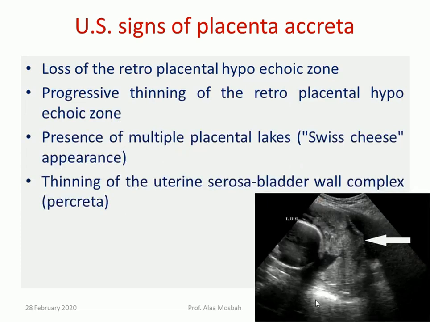Ultrasound signs of placenta accreta include loss of the retroplacental hypoechoic zone, as you see in this picture, progressive thinning of the retroplacental hypoechoic zone, presence of multiple placental lakes, Swiss cheese appearance, thinning of the uterine serosa-bladder wall complex. As in this picture, this is the bladder, this is the head of the fetus, and this is the placenta. As you see, the wall of the uterus is very thin and the placenta is reaching the bladder here.